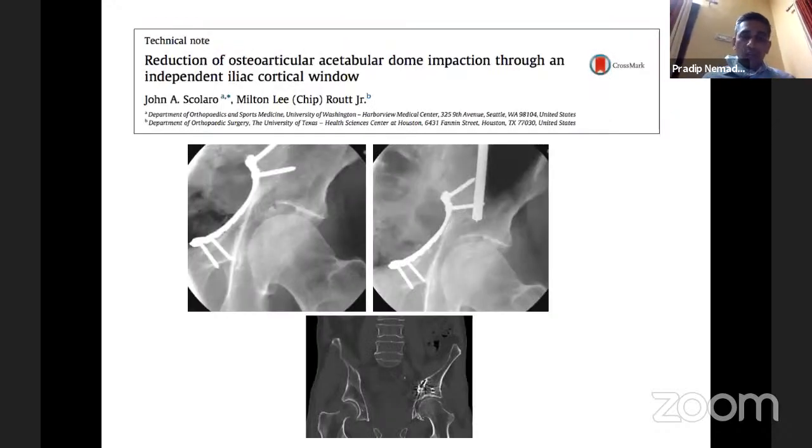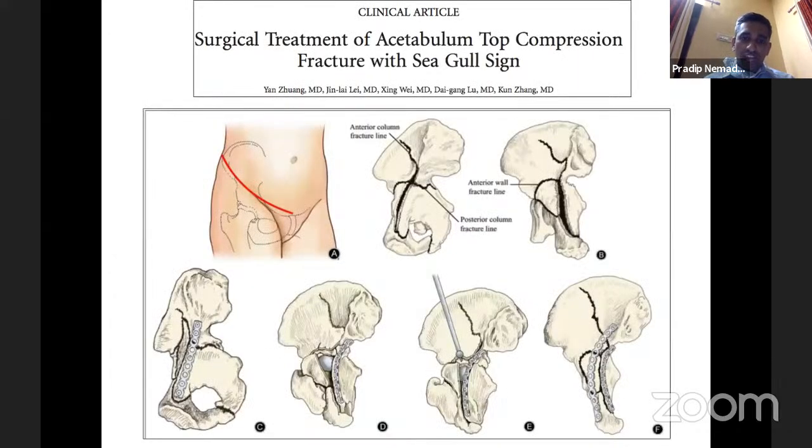So we can reduce the column fracture first, then make a small window there, and then tamp that fragment down. That is one way of fixation. Another way is directly reducing the fragment, as shown here. We open the fracture site, reduce the fragment, put a bone graft, and then put another plate. We can support the quadrilateral plate first with one plate, then open the fracture, put graft there, and then close. Or we can do the other way around: put the suprapectineal plate, open the quadrilateral plate, put the graft, and then close the quadrilateral plate. So this is another method of fixation.